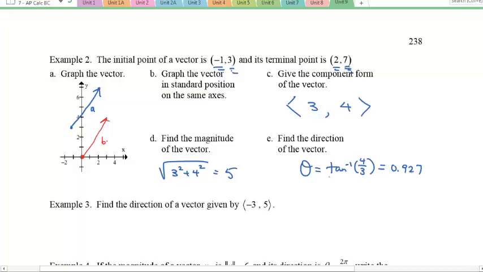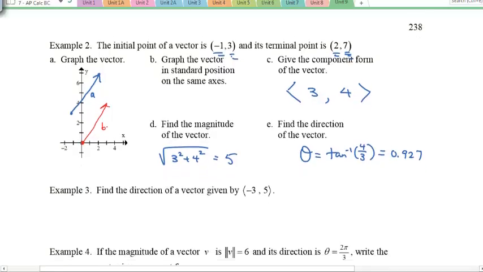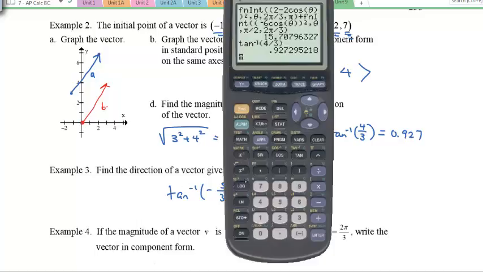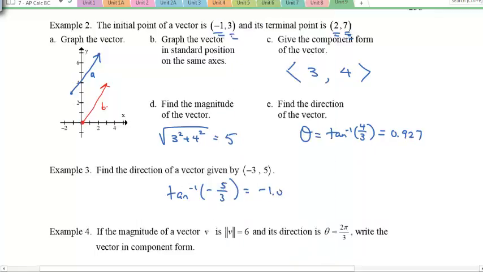Alright, example 3 is yours because it's pretty much the same thing as part E. So go ahead and do the inverse tangent of negative 5 over 3. Oh, negative 1.03. Notice we don't usually give angle measures as negative 1.03.